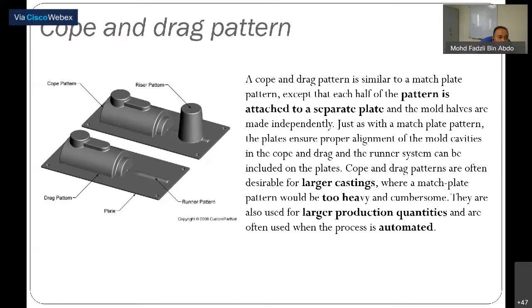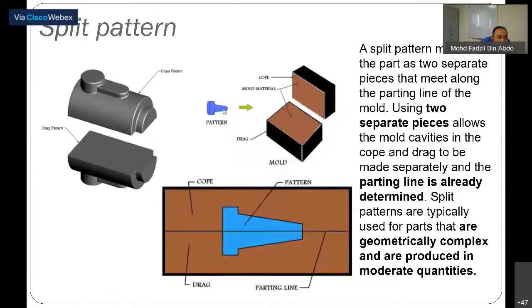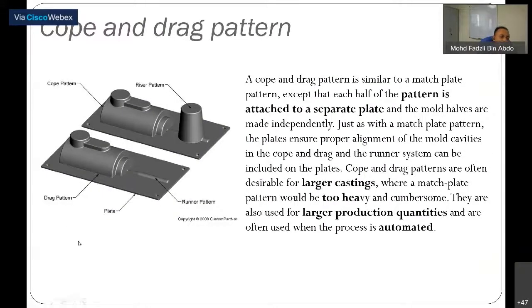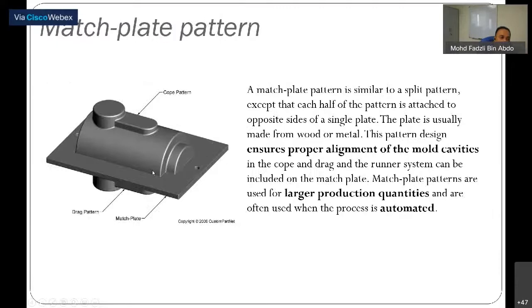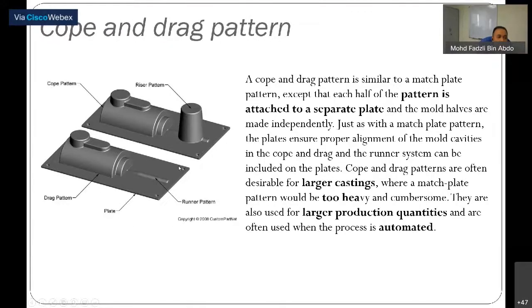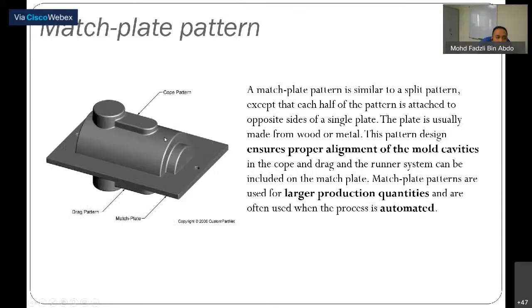This is the cope and drag pattern. Cope and drag pattern kita ada macam tadi lah. Dia sebenarnya sama juga dengan split ni. Split, kita ada cope and drag, but then for each cope and drag ni kita ada plate. Yang tadi dia ada satu plate je antara tengah. Yang ni dia ada dua plate, antara cope and drag. A cope and drag pattern is similar to match plate pattern, except that each half of the pattern is attached to a split plate. Yang ni tadi dia ada satu plate je.